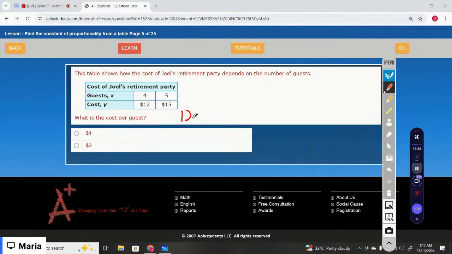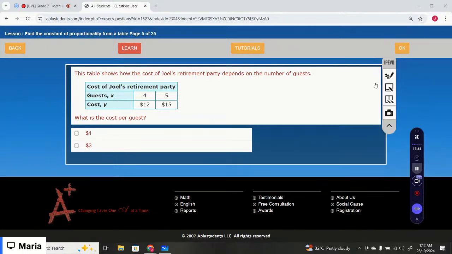That is 12 divided by 4 and 15 divided by 5. So, which is the correct option? Very good. $3 it is. That means the cost per guest is $3, right?